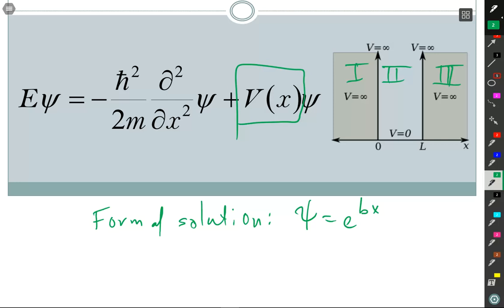So likewise, if I were to give this on the exam, I would tell you the form of the solution is psi is equal to e to the bx. Find psi. Now, if you put e to the bx, you don't get any credit. That's not the answer. That's the form of the answer.